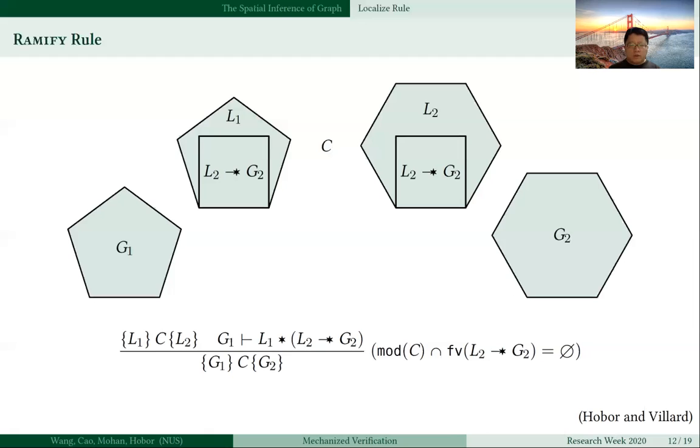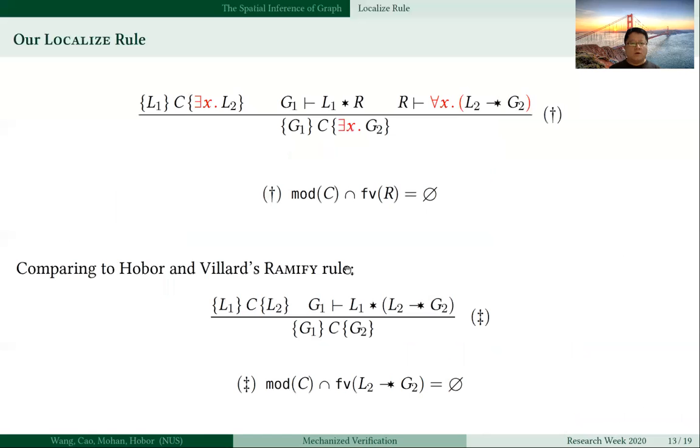In our concrete application, we find this is not enough because the side condition is very restrictive. We generalize the RAMIFY rule to a localized rule, which relaxes the side condition here. We introduce an intermediate assertion R here, and we also allow an existential quantifier in the postcondition. It is proved in our work.